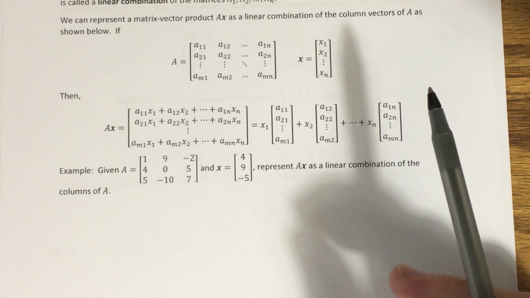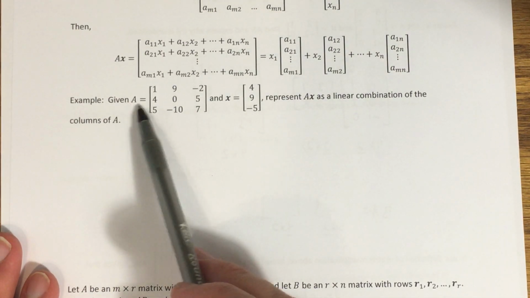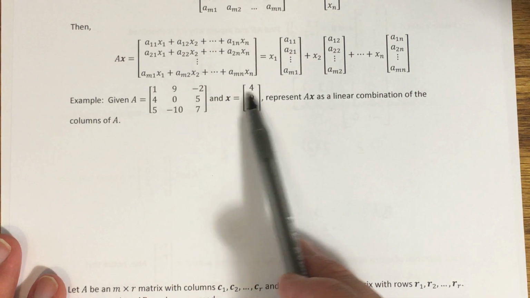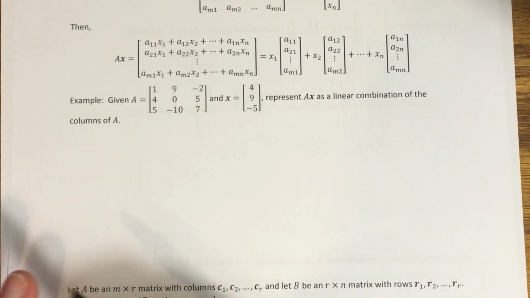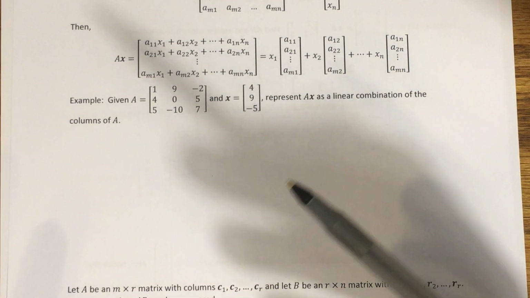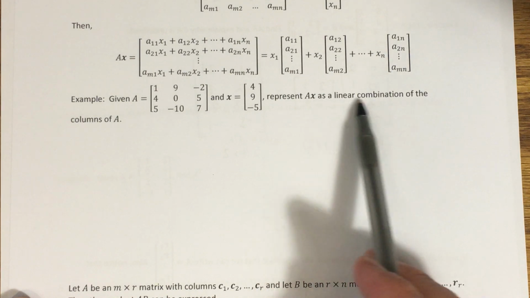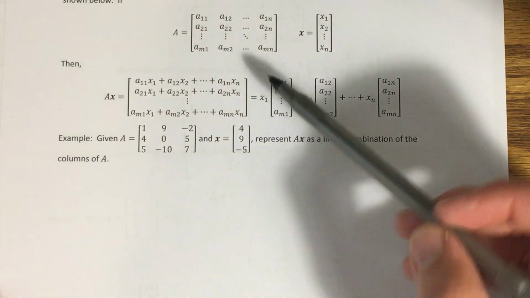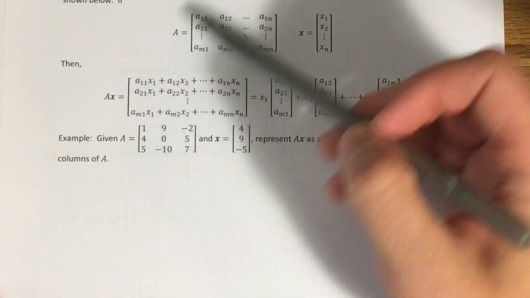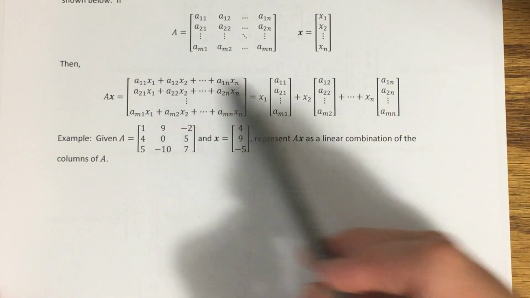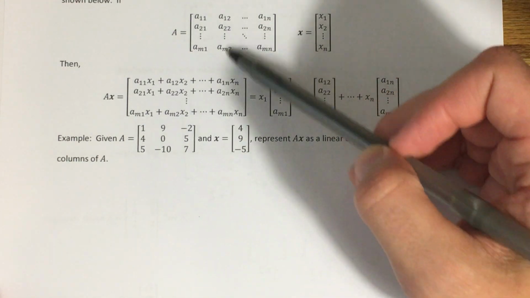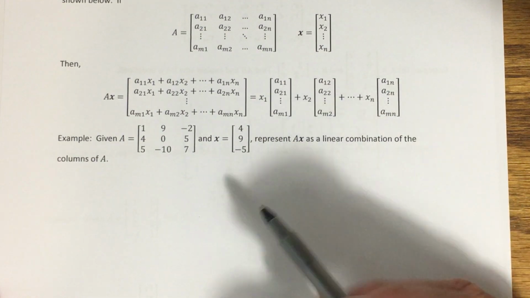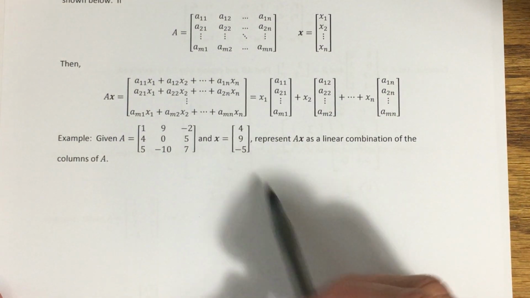Let me demonstrate this with an example. So here's my matrix A. It's a 3 by 3 matrix, and I want to multiply it by the 3 by 1 column vector x. But it doesn't actually say just perform the multiplication. It says represent Ax as a linear combination of the columns of A. And that's what these are. Notice a11 through am1, that's the first column of A. a12 through am2, second column of A. So that's specifically what these are. These are the columns of A. So that makes this very easy.